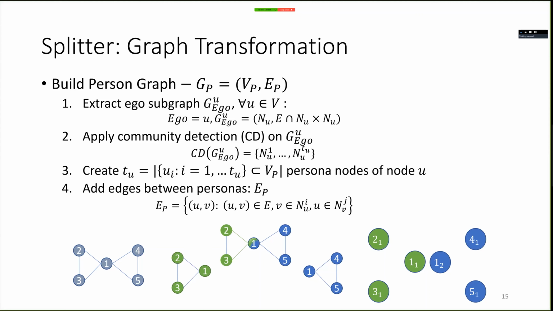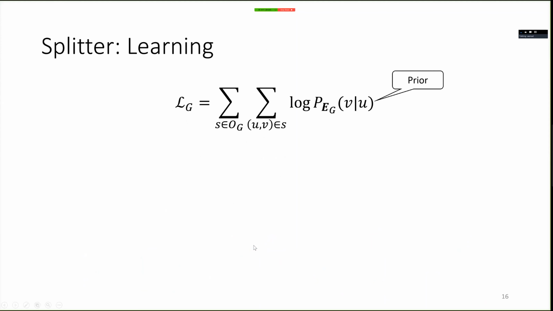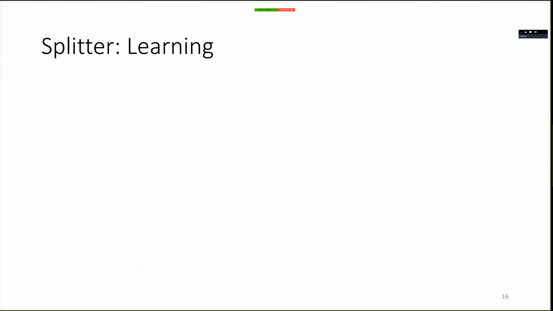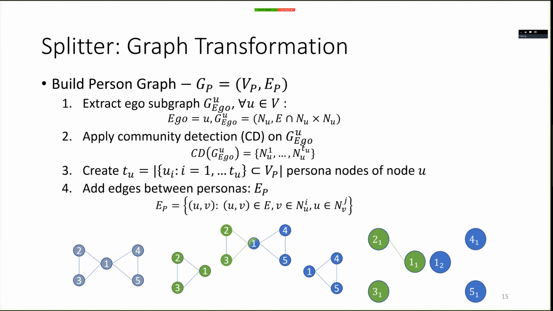Node 1, let's start with node 1. Node 1 here. We'll try to check if node 2 is in one of its communities, and yes, you can see that node 2 lies in the green community of node 1. So let's call that community 1. So node 2 lies in community 1. That would be equivalent to persona here, persona 1 subscript 1.